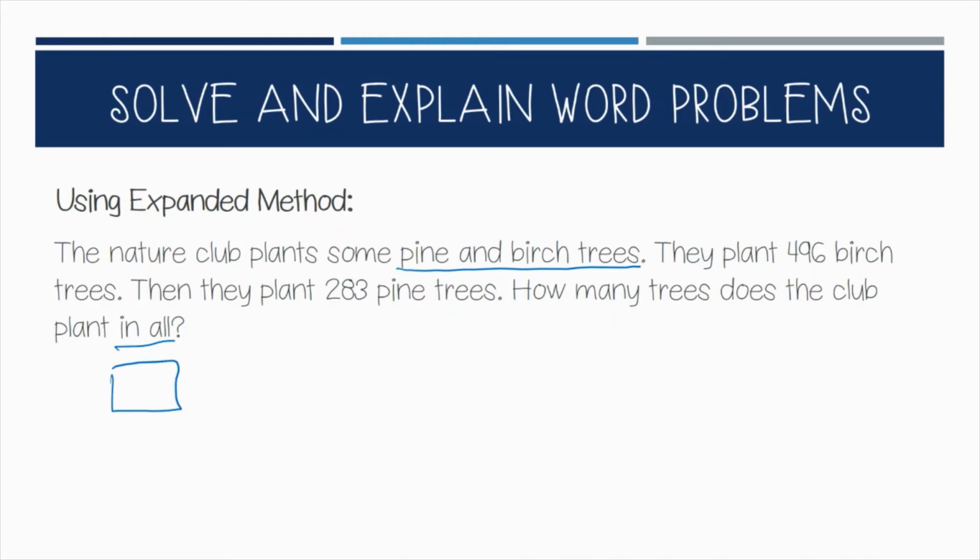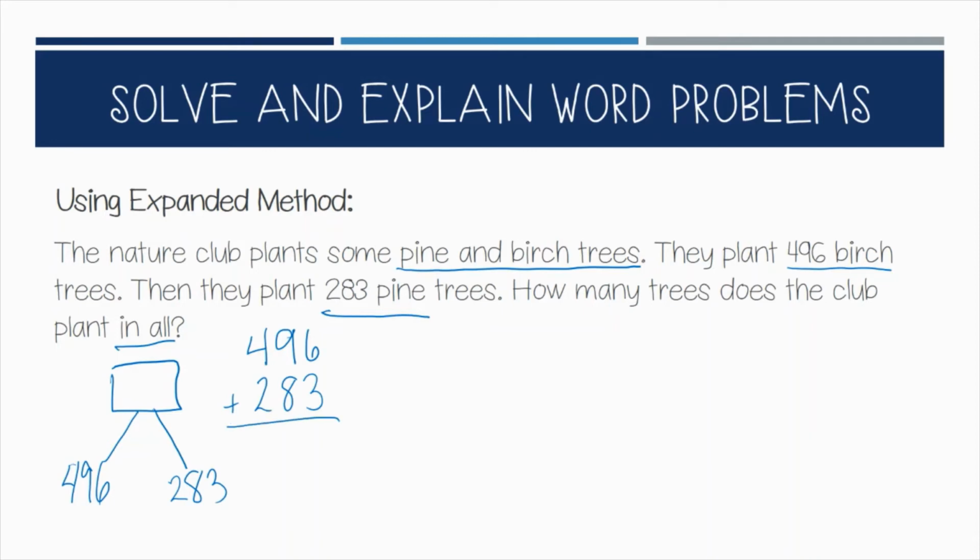So that's my total. I know that they have planted 496 birch and 283 pine, but I don't know what the total is. So I'm going to solve that now by making an equation. Since I'm going to be doing expanded for this, I'm going to write this equation going vertically. So I have 496 plus 283. And I want to make sure that I keep my ones lined up, my tens lined up, and my hundreds lined up. Now I can break this apart.